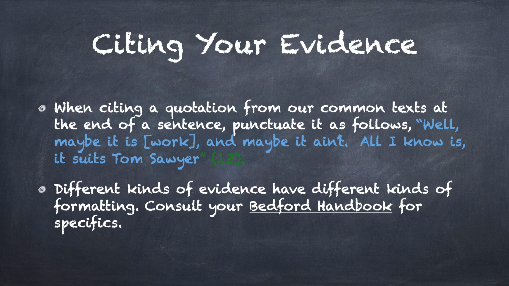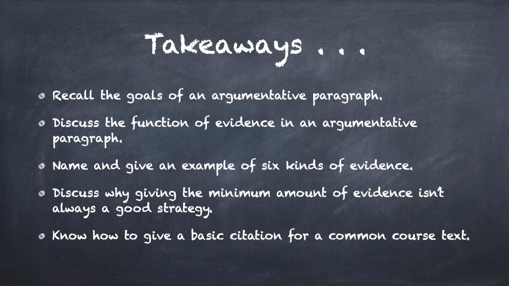Okay, so takeaways. You should be able to recall the goals of an argumentative paragraph. There are two. Discuss the function of evidence in an argumentative paragraph. What purpose does it serve? Name and give an example of 6 kinds of evidence. Discuss why giving the minimum amount of evidence isn't always a good strategy, and know how to give a basic citation for a Common Core text.